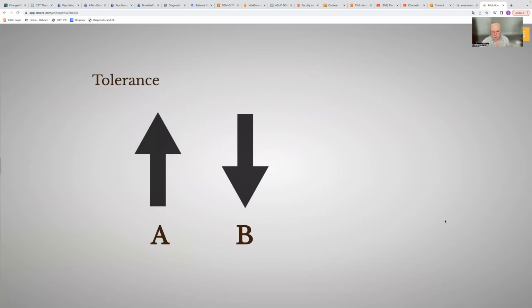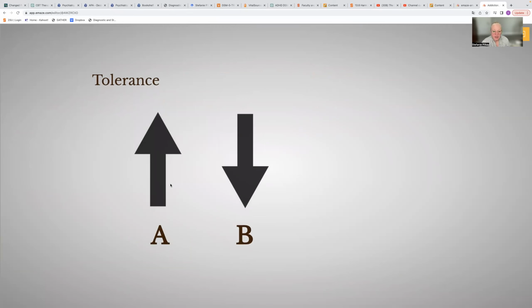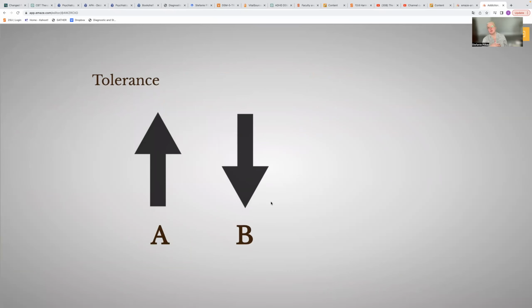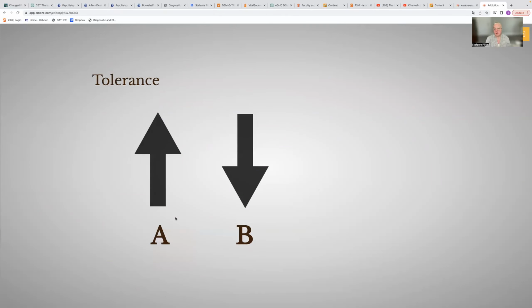Tolerance is important when thinking about addiction. So this is called the A-B process. The A process is when a substance is introduced into the body and it creates a change in the physiological state. B is the compensatory response that the central nervous system, or your brain, kicks in to compensate, to counteract that initial stimulating event.